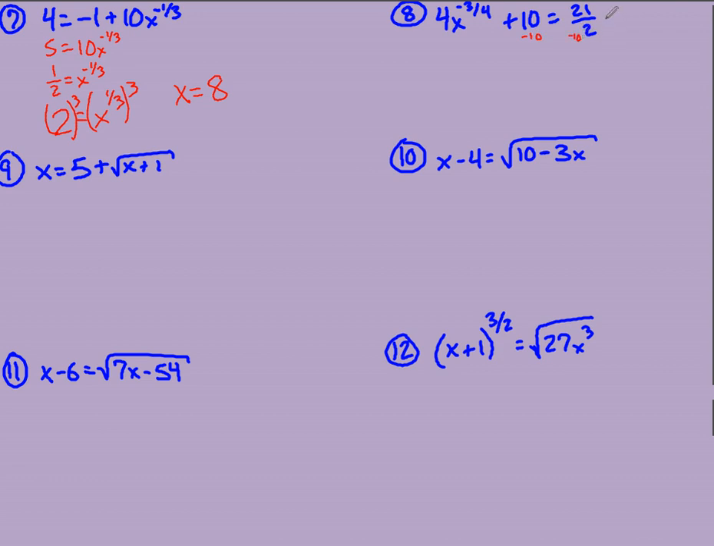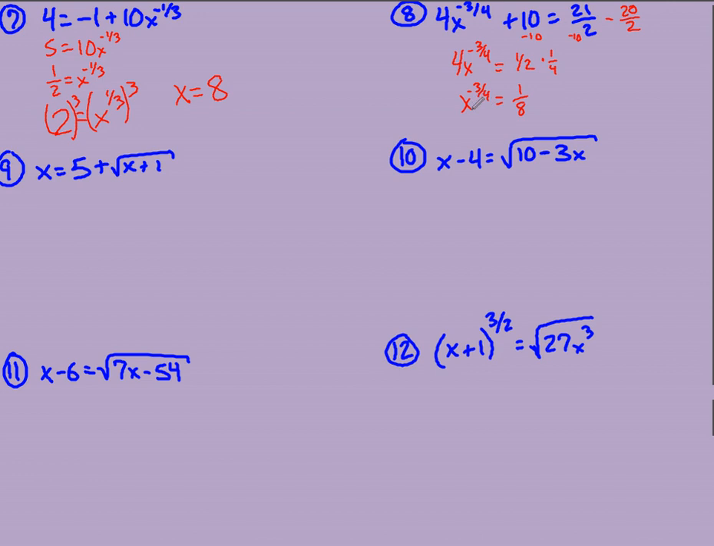To subtract 10, that really means I'm subtracting 20 over 2. That way I have a common denominator over here. That leaves you 4x to the negative 3/4 equals, when I subtract that, 1/2. I need to divide both sides by 4. X to the negative 3/4 will equal 1/2 divided by 4. That's the same as times 1 over 4 when I do that. So I have 1 over 8.